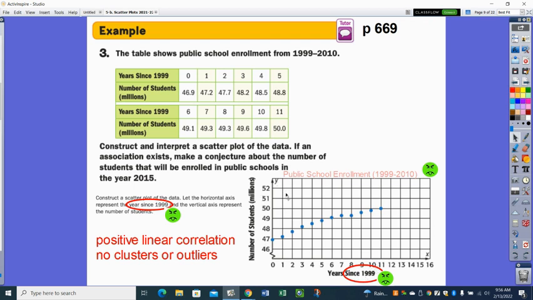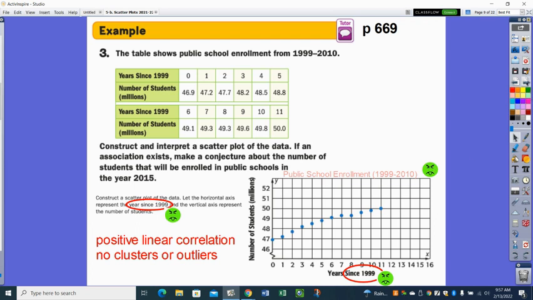So anyway, you'll see the title, you'll see the labels, and then you notice there's a break in the graph because the smallest number is 46.9. So there's a break to start at 46 million. Labels, everything great here. And then we plot the points. Notice they're not in a perfect straight line because the data isn't perfectly linear, but it does show a positive correlation. It is close to linear. I don't see any clusters. I don't see any outliers. And that's how, again, we interpret a scatter plot.